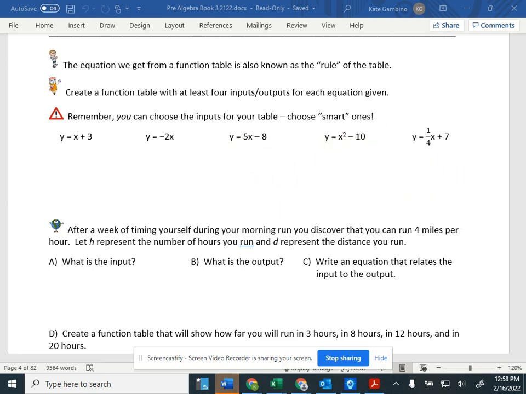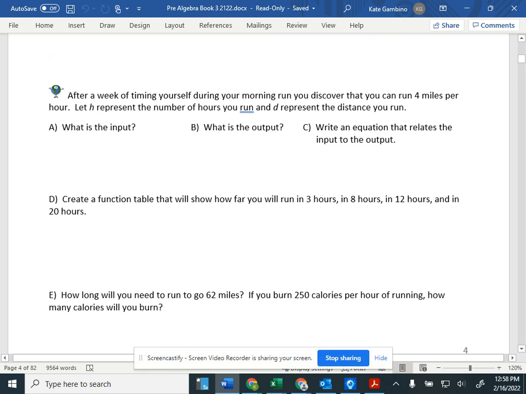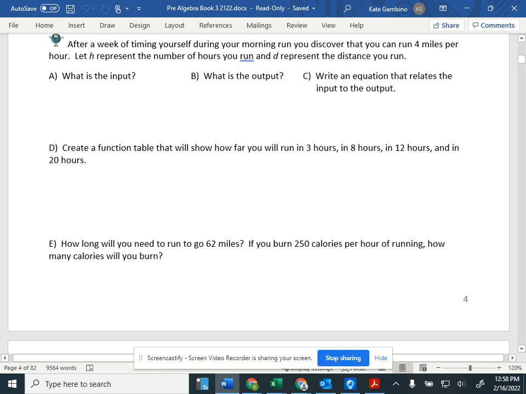All right. After a week of timing yourself during your morning run, you discovered that you can run 4 miles per hour. Let H represent the number of hours you run, and D represent the distance you run. What is the input? So which of these numbers is our input that we're putting into our equation?